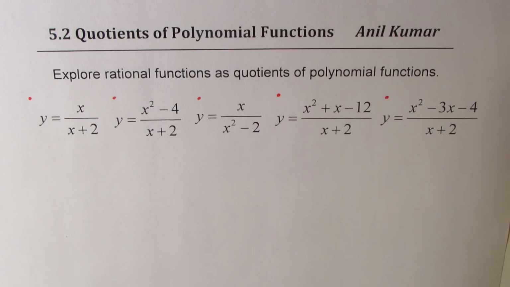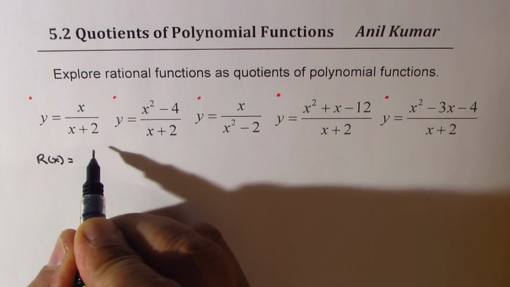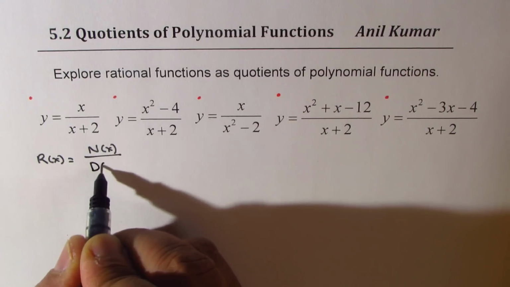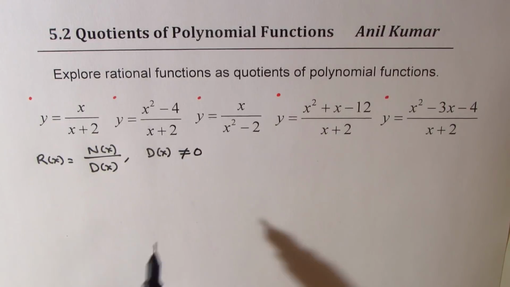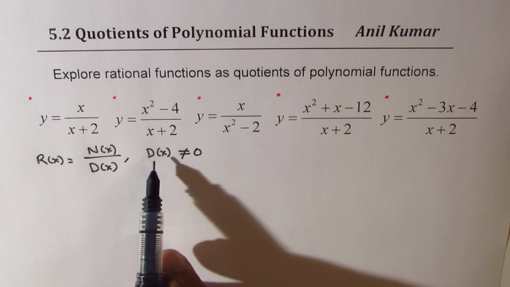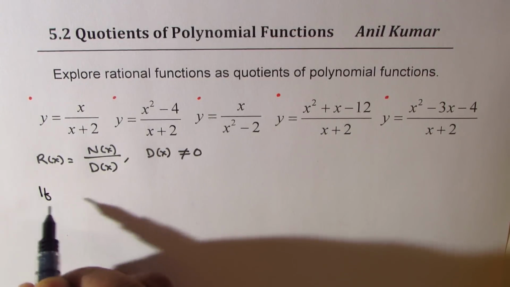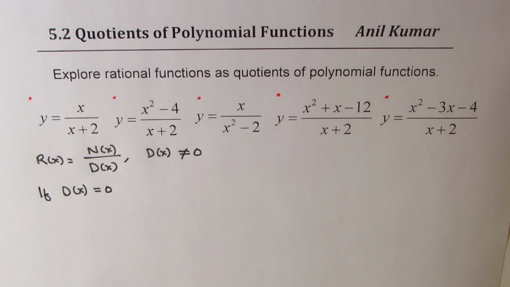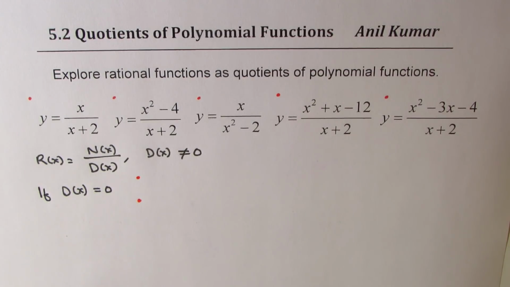Now, basically, let me define a rational function as a ratio of 2 polynomials. So something will be in the numerator and something in the denominator. And of course, the denominator is not equal to 0. Now, if this denominator is 0, then what happens? Then there could be 2 conditions. One, we could have a vertical asymptote, and the other, we could have a hole, right?